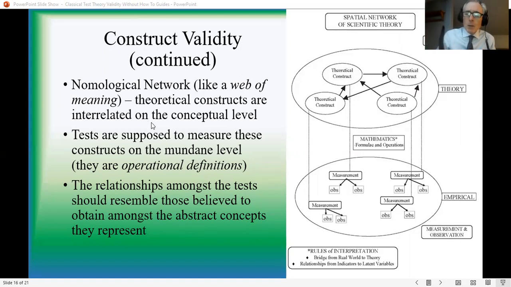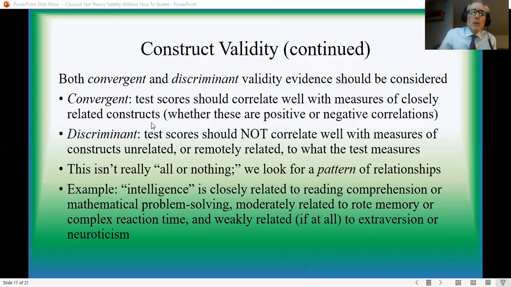So that's the idea. Again, it sort of helps if you studied a little philosophy here, because it's very, very Platonic, almost magical sort of thinking, almost mystical in its nature. So as you're doing this, notice that I said it should be closely related to some things and not really related to others. You're actually looking for evidence both of convergent and of discriminant validity. Convergent, converging together, so your test scores should correlate pretty well with scores on closely related constructs. This can be confusing, but it doesn't matter really if it's a positive or a negative, it's still convergent validity.